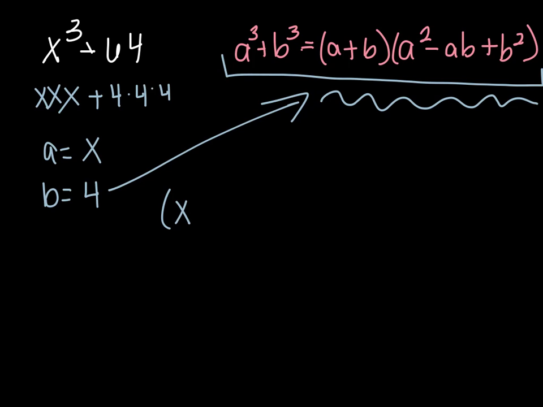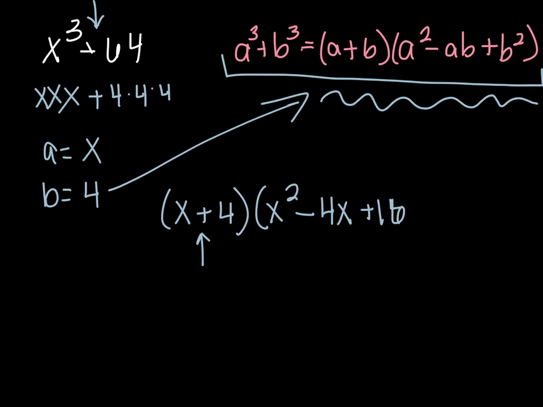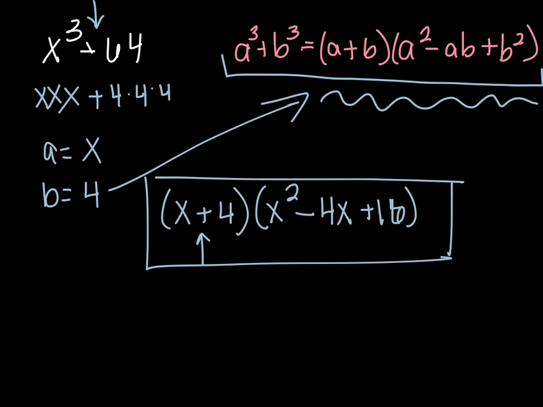A, x, which is x, plus B. So whatever this sign is going to be the sign that we start with. Then I'm going to square the first term, so x squared. I change the sign to a minus. I multiply, so I have 4x, and I always square the last term. 4 times 4 is 16. That's how I get the difference or sum of cubes. Let's try another one.